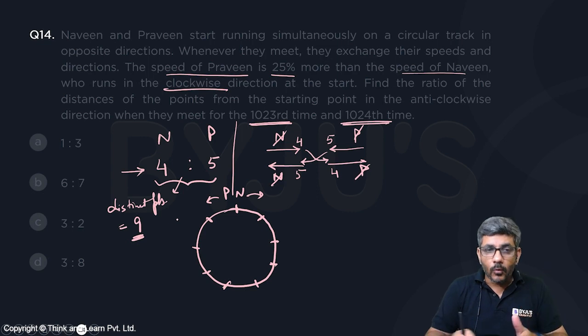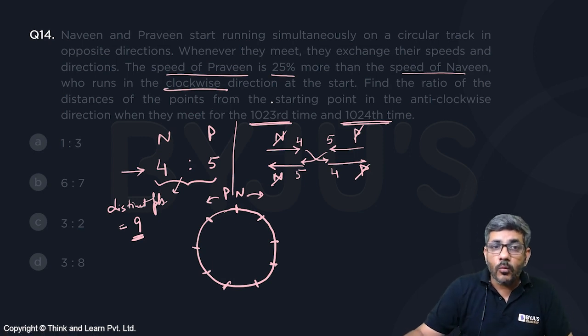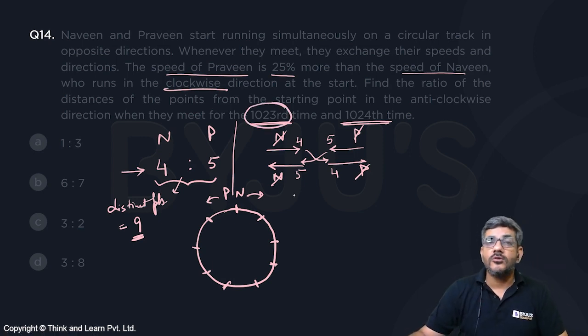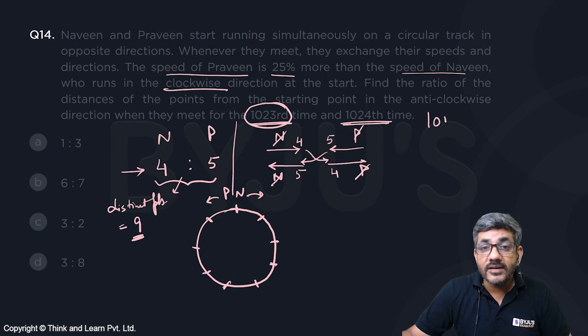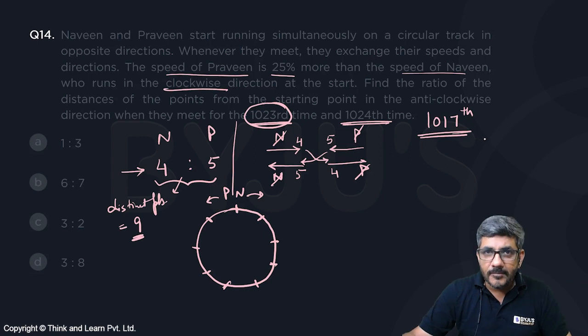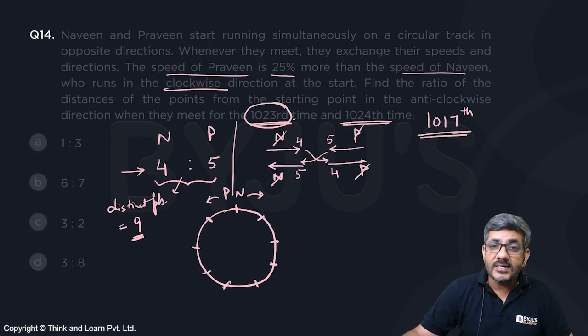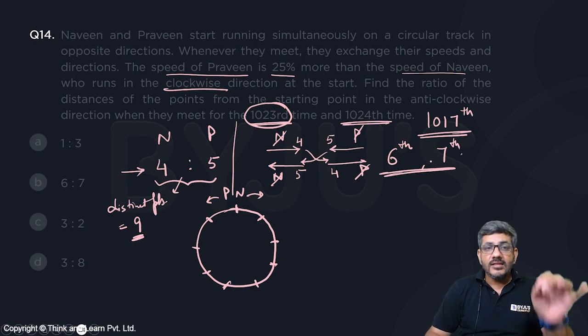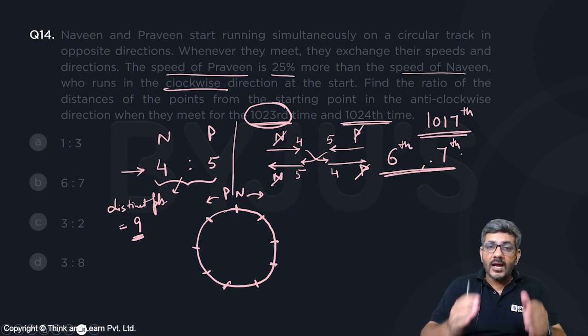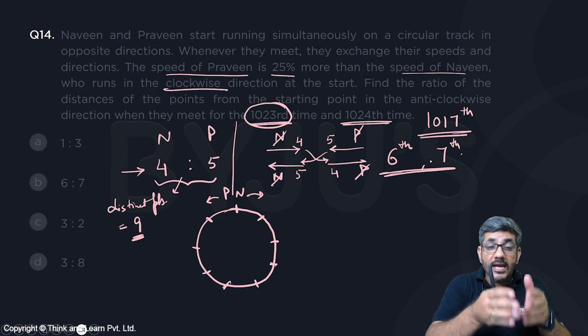Starting point. What is going to be the 27th point? Starting point. At every multiple of 9, you will have the starting point. Now, what is a multiple of 9 before 1023? It is 1017. So 1017th point will also be starting point. So 1023rd point is just like the 6th point. 1024th point is just like the 7th point. So I can say that they are going to meet at the 6th point, right, and 7th point.